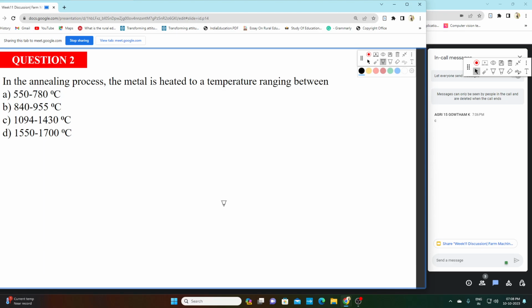In the annealing process, the metal is heated to a temperature ranging between: option A is 550 to 780 degrees Celsius, option B is 840 to 955, option C is 1094 to 1430, and option D is 1550 to 1700 degrees Celsius.